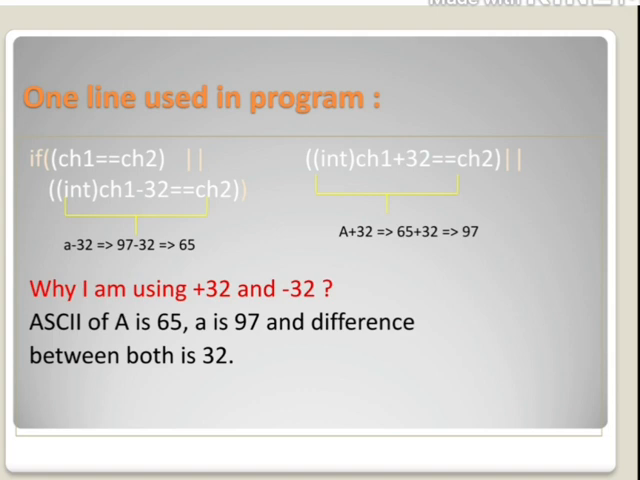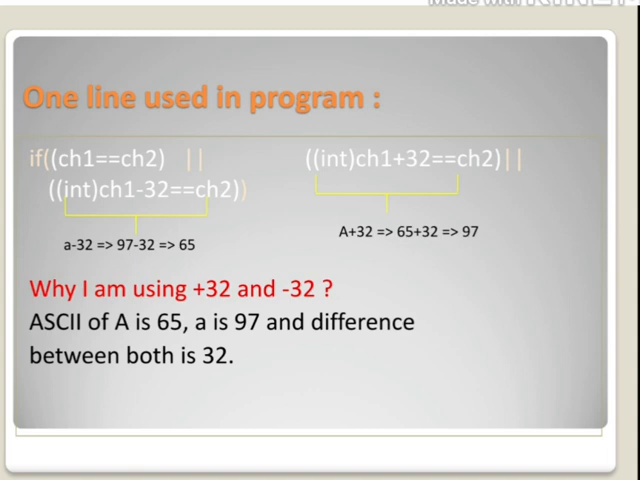Because capital A and small a, the difference between both of them is 32. Always remember, capital letters and small letters have a difference of 32 in ASCII code. That's why I'm taking 32. Capital A plus 32 means 65 plus 32 is 97. And 97 matches with the small letter a.